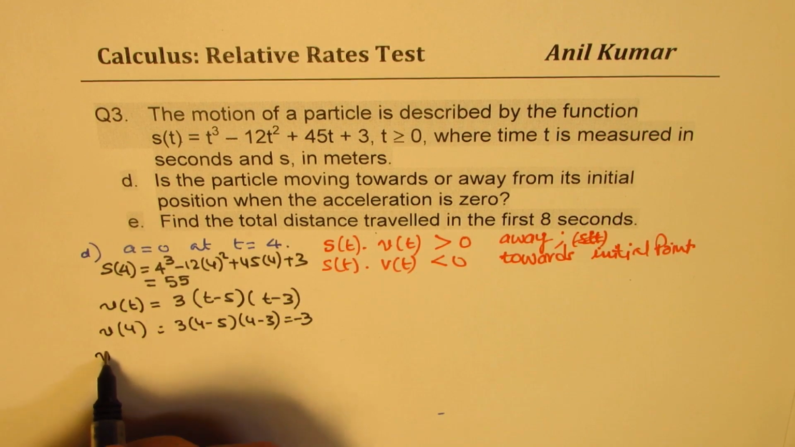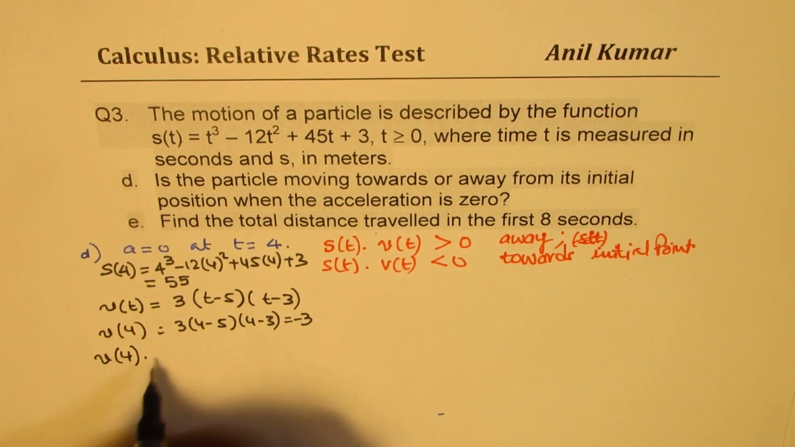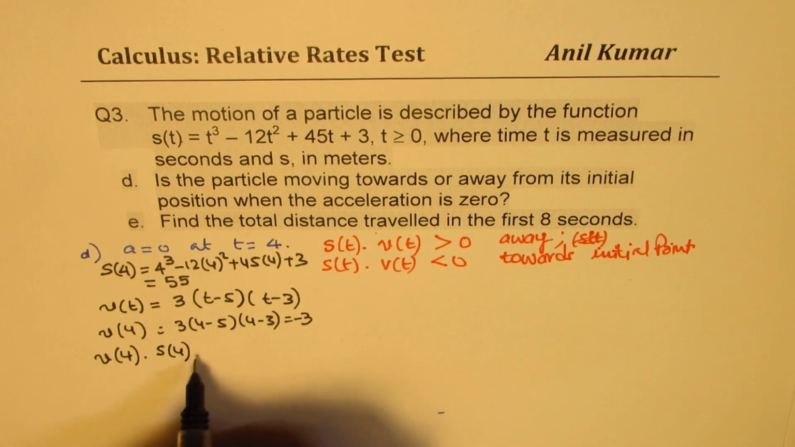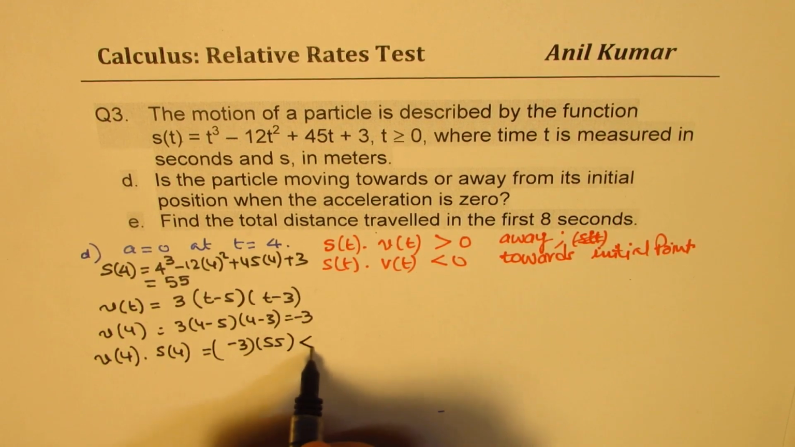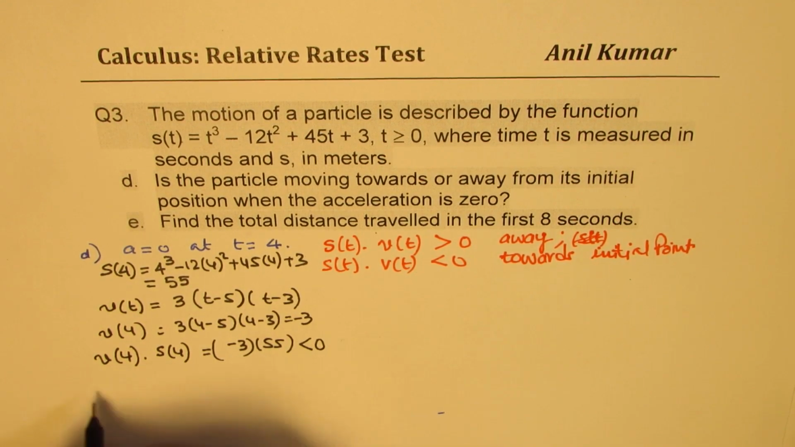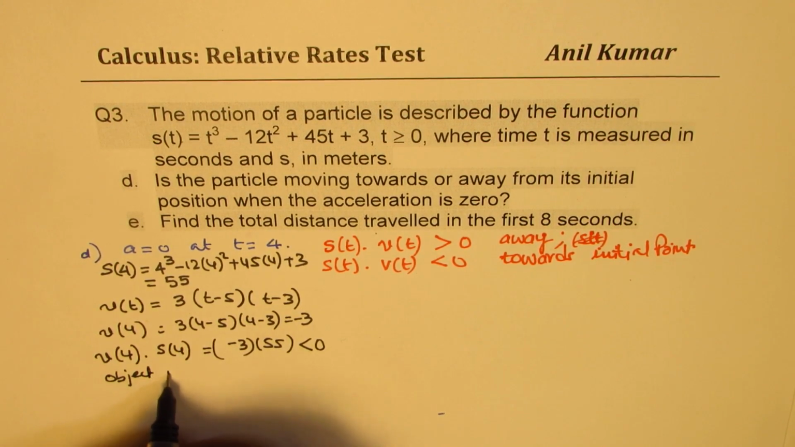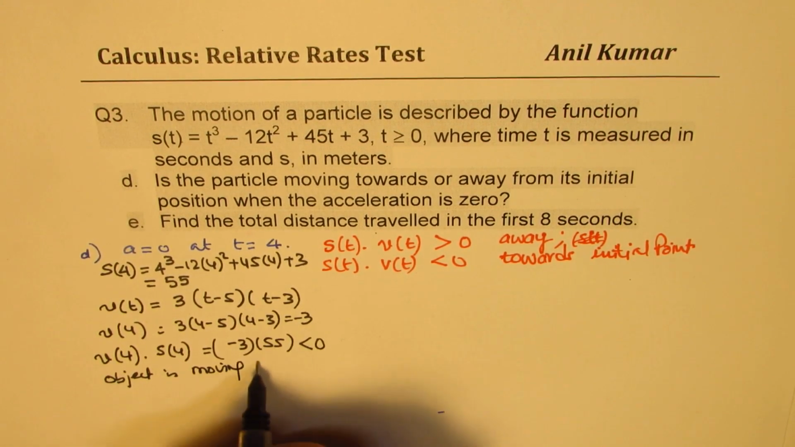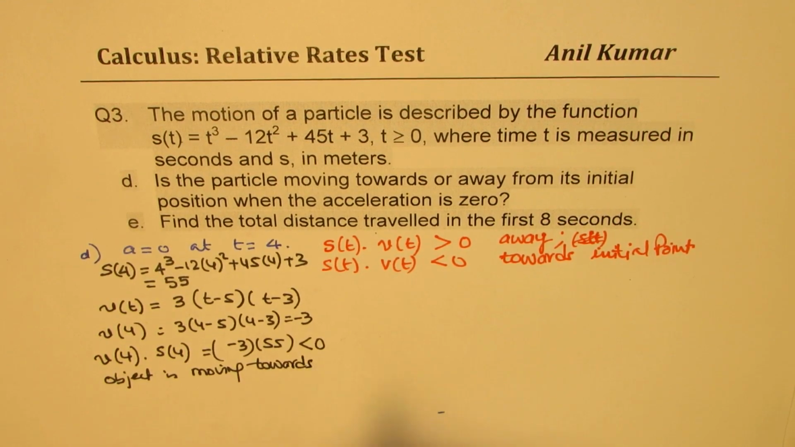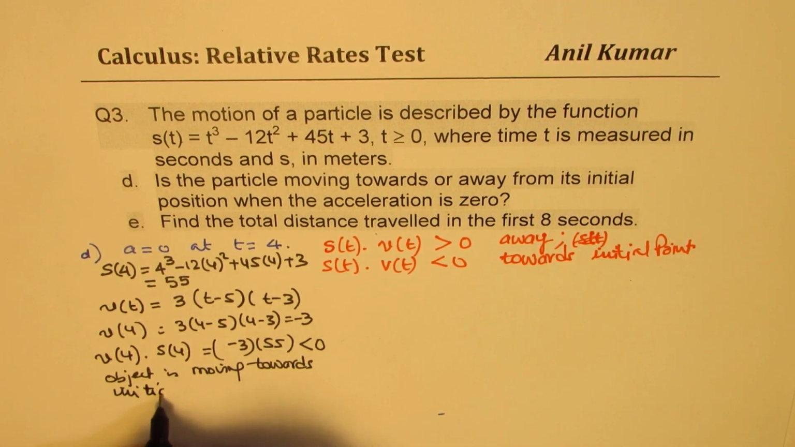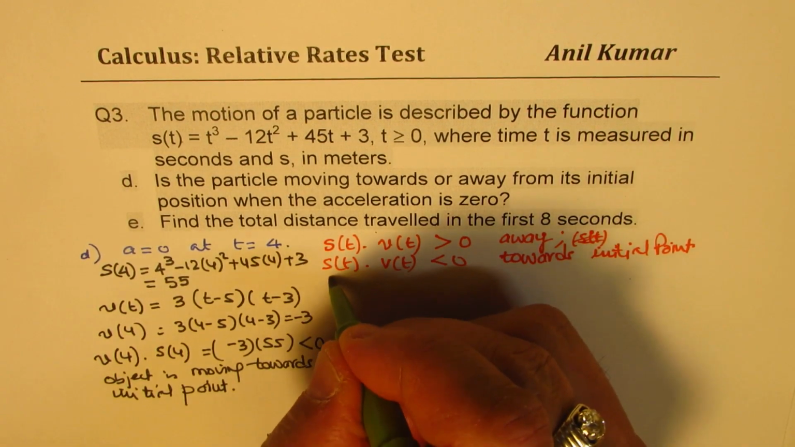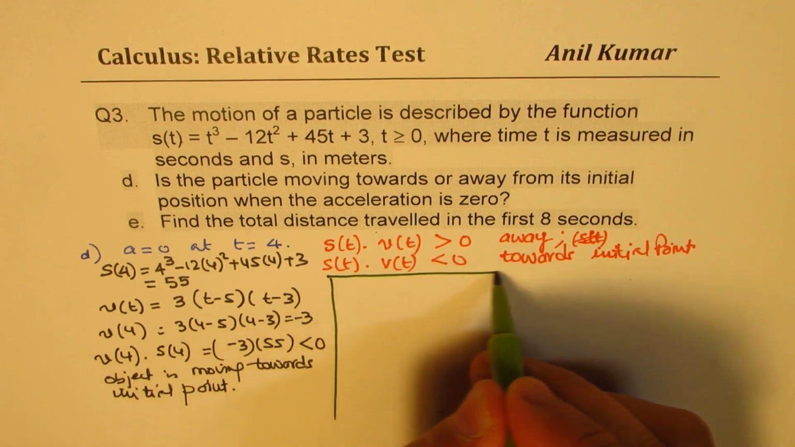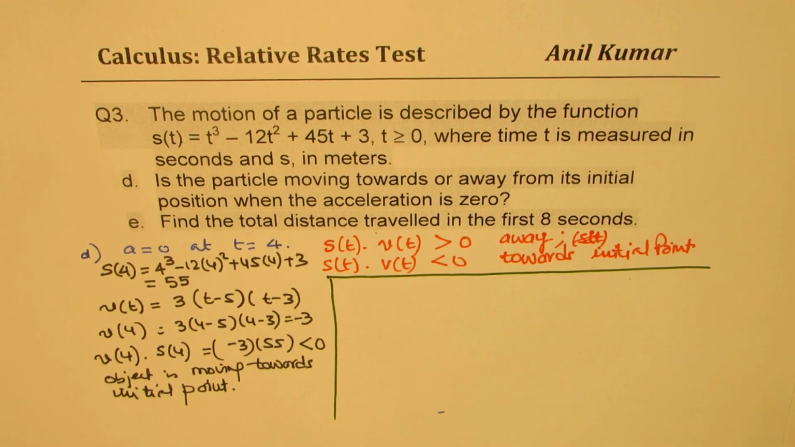So as you can see here, the product of velocity at 4 and displacement at 4 is basically minus 3 times 55, and this is less than 0. And therefore, we can say the object is moving towards the initial point. Is that clear, right? So that is how you're going to answer this question. It's very critical to understand, and I hope this particular knowledge helps you to answer similar questions.